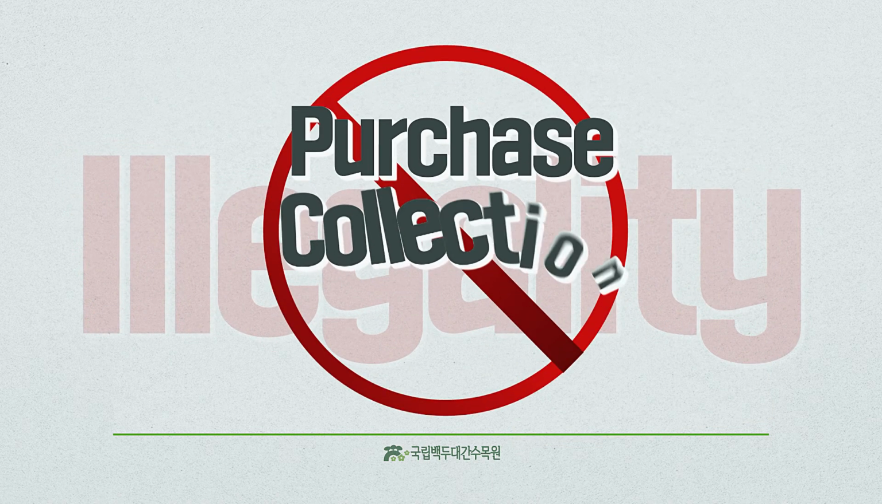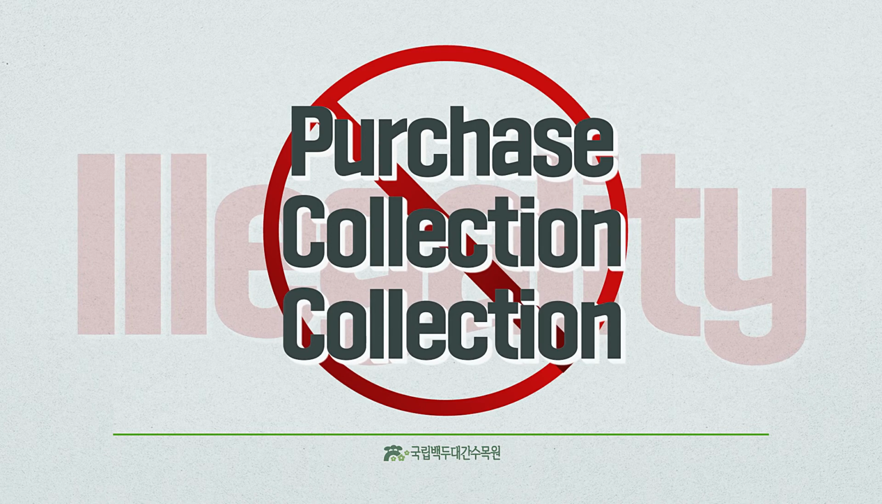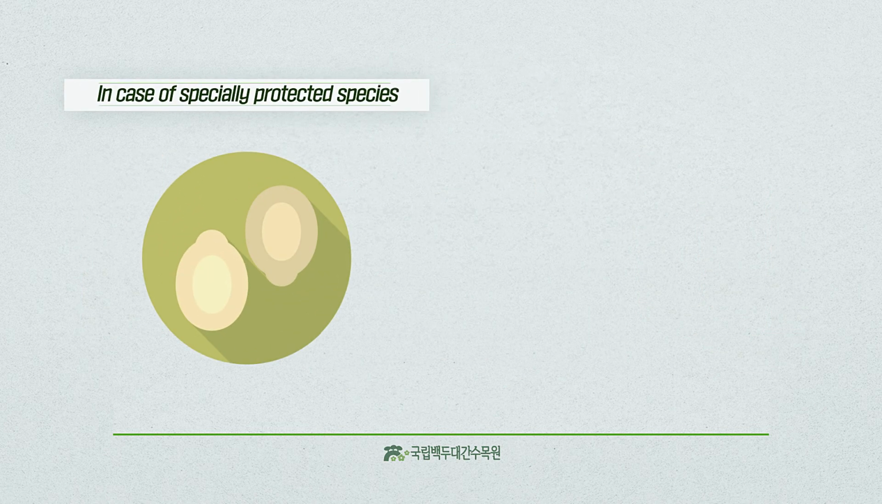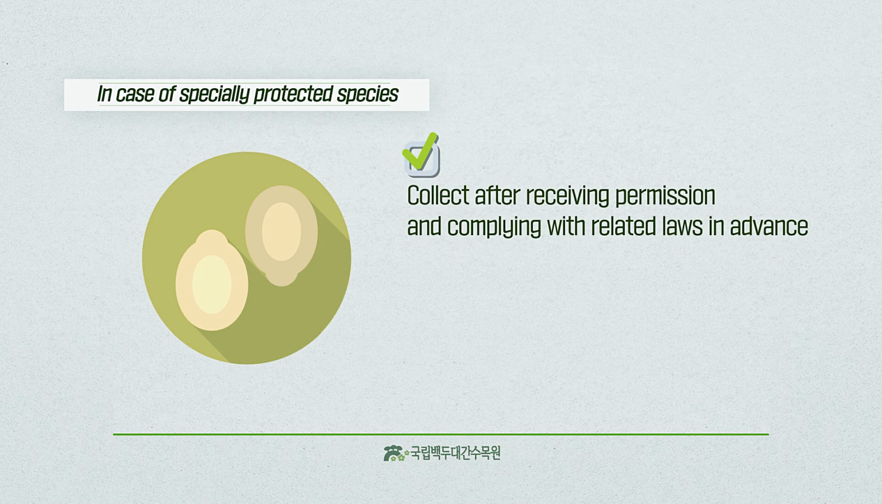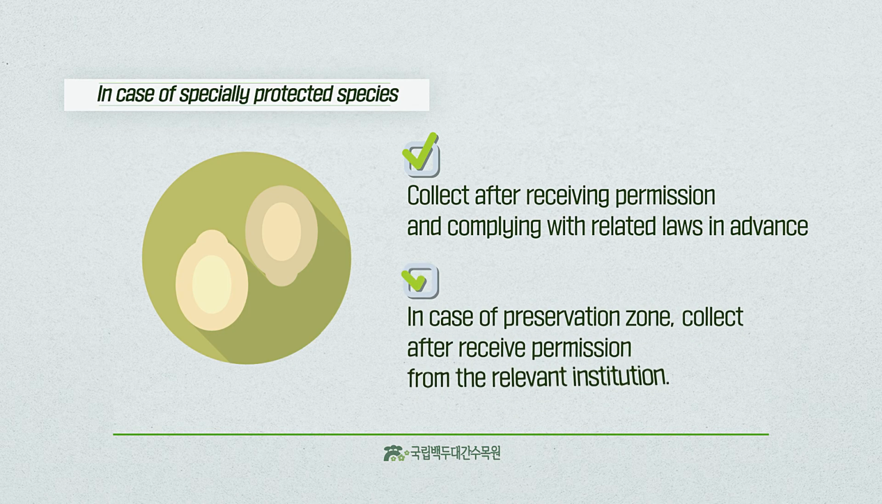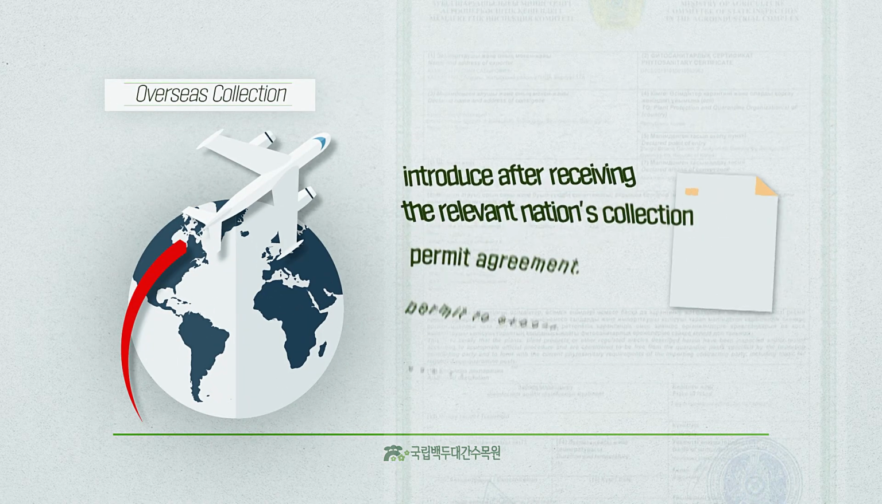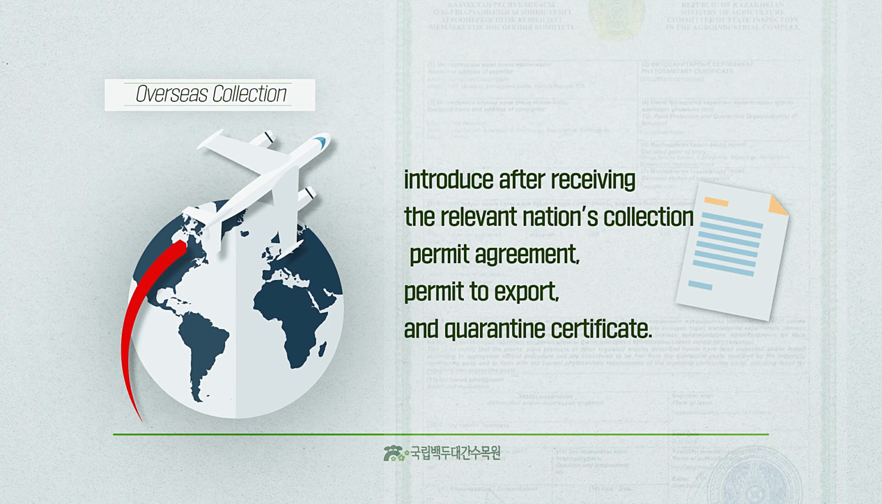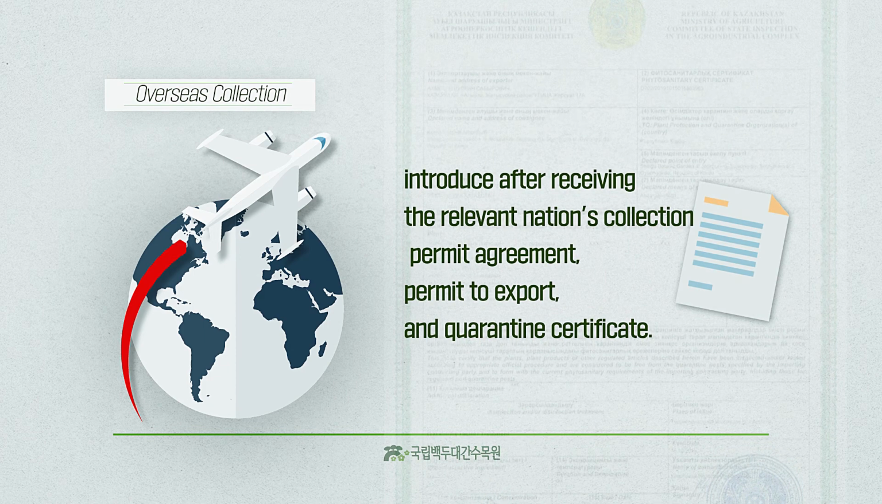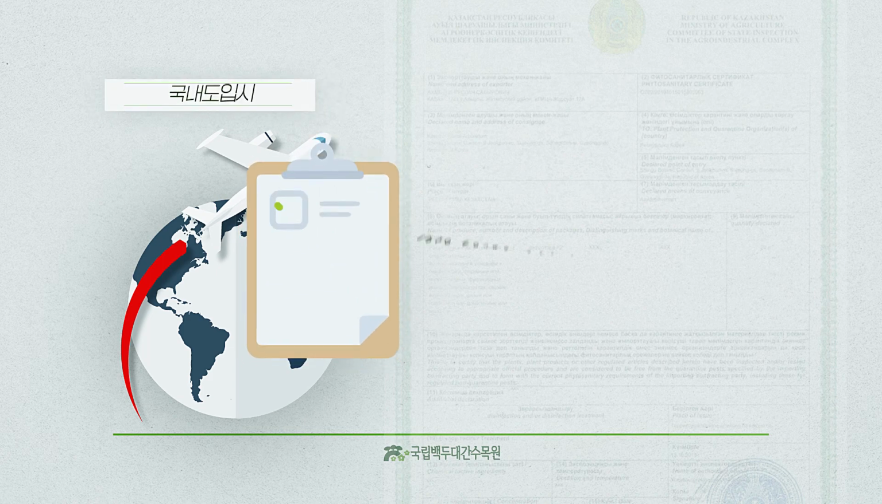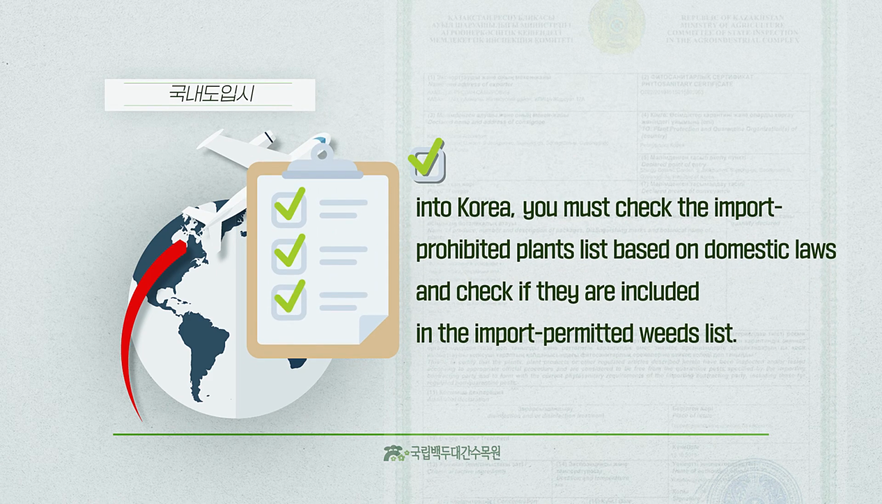Illegal purchases, imports, and collections are prohibited. In the case of special protected species, the collection must be carried out after obtaining permission in accordance with the relevant law, and in the case of protected areas, you must obtain permission from the organization in charge before conducting the collection. In the case of overseas collection, you must get the corresponding country's permission, export permission, and quarantine certificate. When introducing a seed or plant into Korea, you must check the import prohibited plants list based on the domestic laws and check if they are included in the import permitted weeds list.